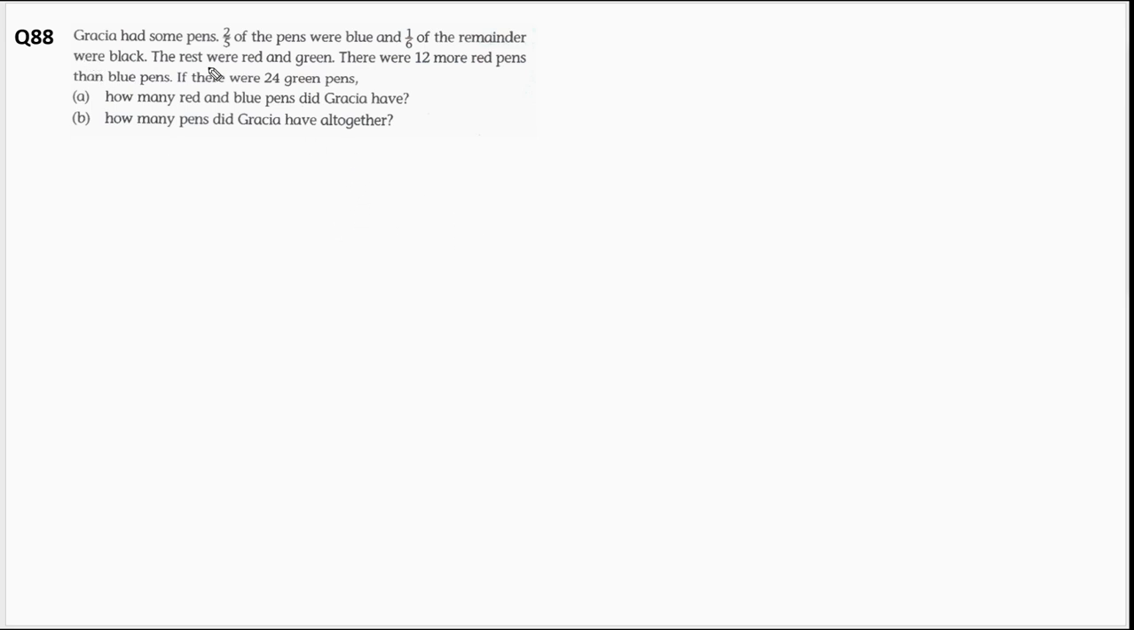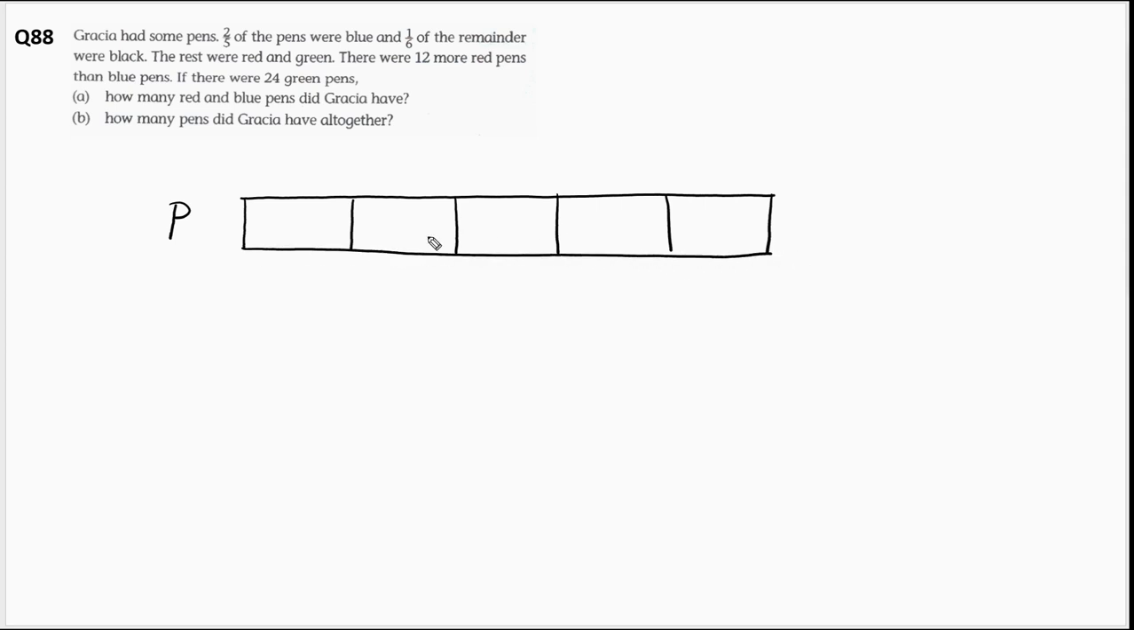So Gracia had some pens, and 2/5 of the pens were blue. So the first thing we're going to do is to draw a bar for all of the pens. This is going to represent all of the pens, and we're going to split this bar into fifths. So let's say that's going to be 1, 2, 3, 4, and 5. Right, so where are we? It says that 2/5 of the pens were blue.